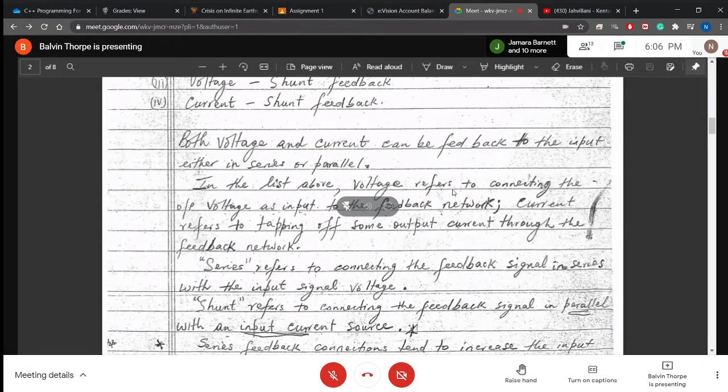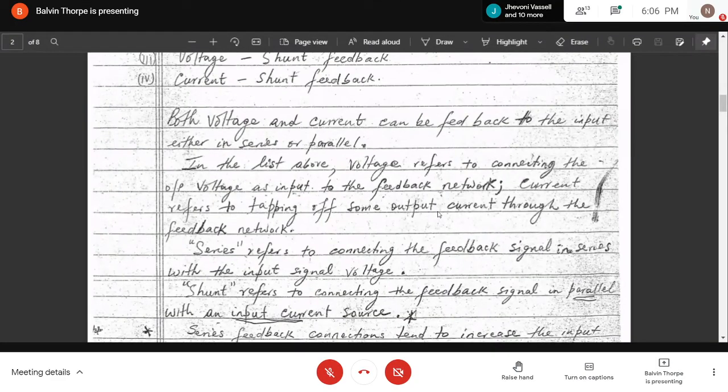So an easy way to look at it is that when we talk about voltage, for example, voltage series feedback, it means that we're taking a portion of the output voltage to make that become the input to the feedback network. And we're talking about series now. It means we're taking the output of the feedback network to be connected in series with the input signal. Am I clear?